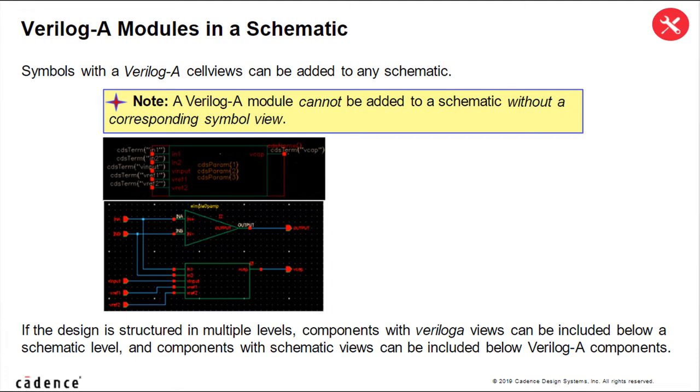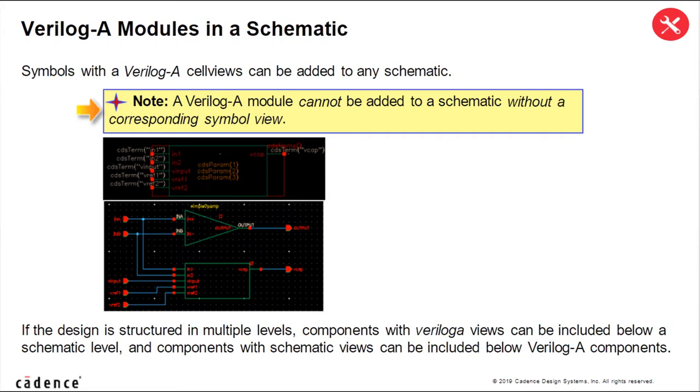By using hierarchical netlisting in ADE, you can place symbols containing Verilog A module descriptions directly into schematics. The netlister includes the path to the module description in the final netlist with an AHDL_include statement. If the design is structured in multiple levels, components with Verilog A views can be included below a schematic level, and components with schematic views can be included below Verilog A components.